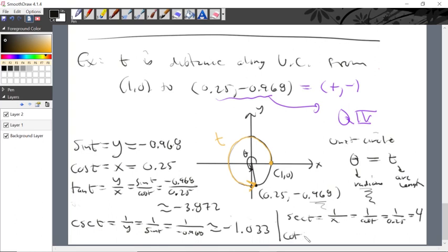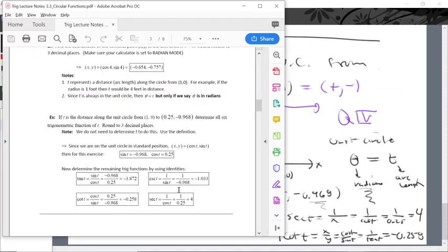And finally, the cotangent of t can be found by taking x over y, or cosine of t over sine of t, or the reciprocal of the tangent of t. In any of those cases, for instance, let's take 0.25 divided by negative 0.968, and then approximate that to 3 decimal places of accuracy. I get negative 0.258 for the cotangent of t. Okay, check those answers with the notes. That's how we're finding those quantities. We did not find t in any case.